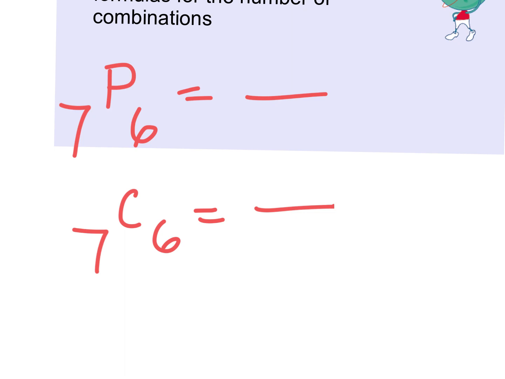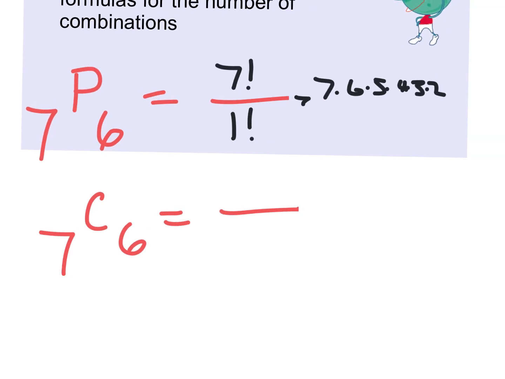So if it's 7P6, then you'd have 7. Does anybody know what the exclamation mark is actually called? Factorial. Factorial, very good. 7 factorial over 7 minus 6, which is 1 factorial. And so then this would just be 7 times 6 times 5 times 4 times 3 times 2 times 1.